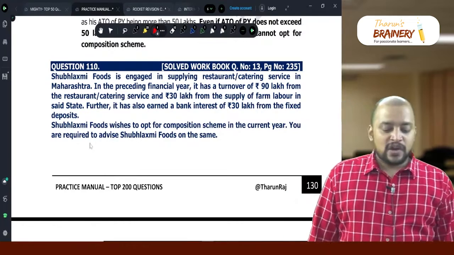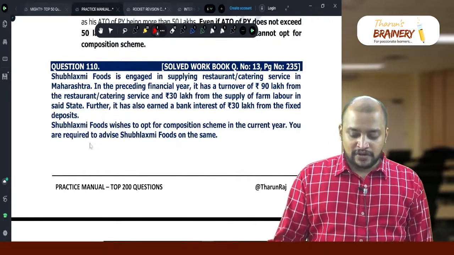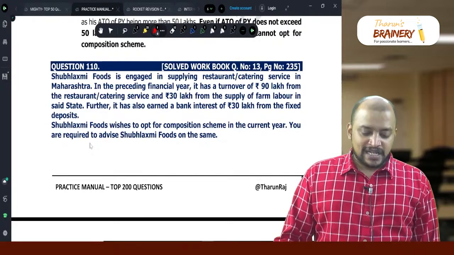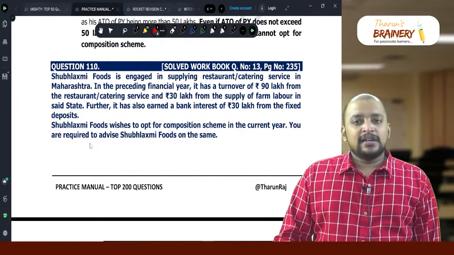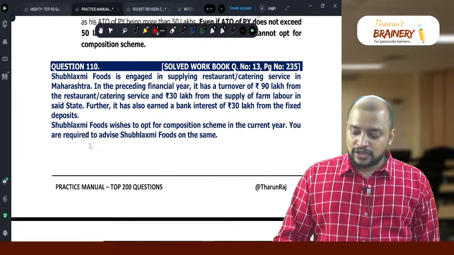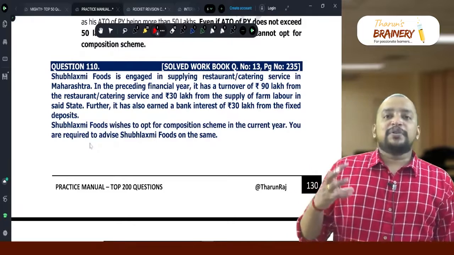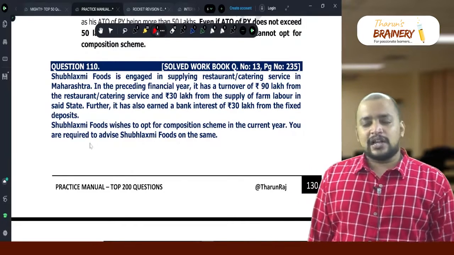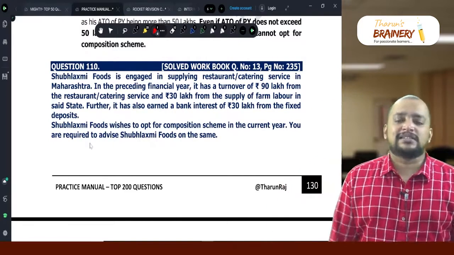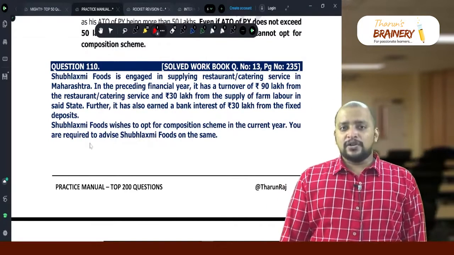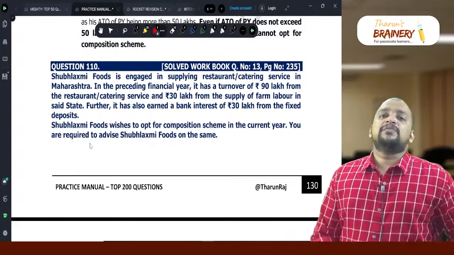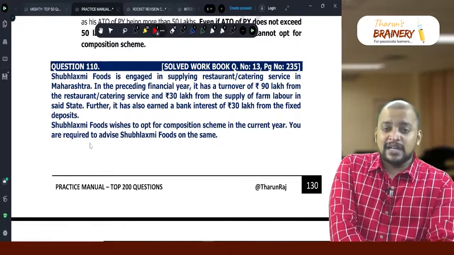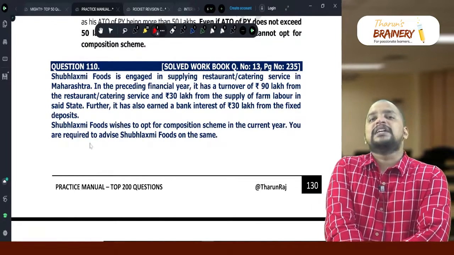So, what is the turnover? While computing the turnover, we take 90 lakhs plus 30 farm labor. So, plus 30 interest? No, that will not come. Because while determining aggregate turnover, generally aggregate turnover is what? All supplies, taxable, exempted, non-taxable, zero rated, everything will come. But inward supply under RCM will not come and taxes will not come. That is the general meaning of aggregate turnover.